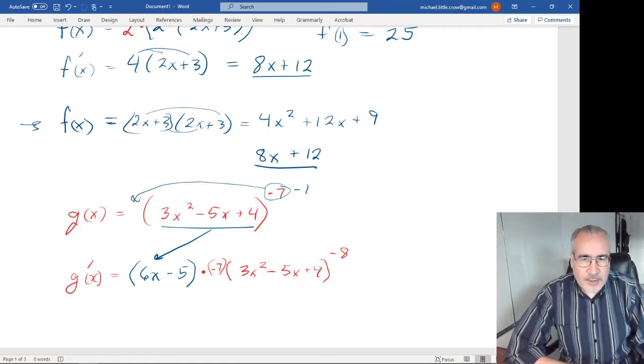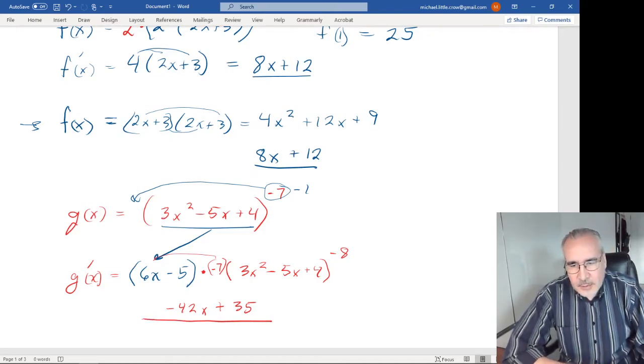Okay, so I'm going to distribute this negative 7 through. Negative 7 times 6 is going to give us negative 42x, and then negative 7 times 5 is going to give us a positive 35. What I'm going to do with this negative exponent is move it down into the denominator. It just makes it look pretty.